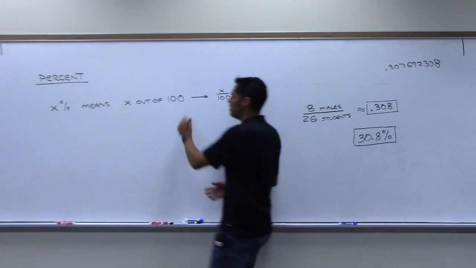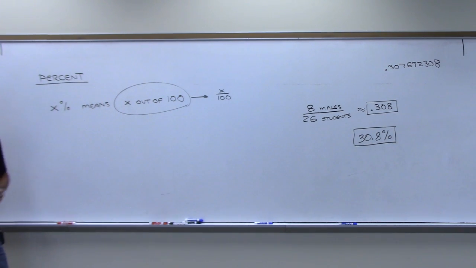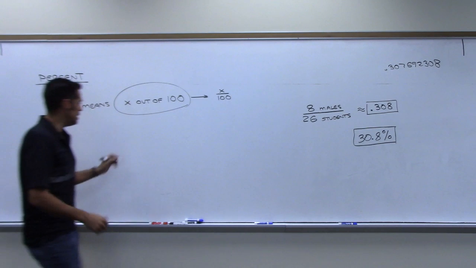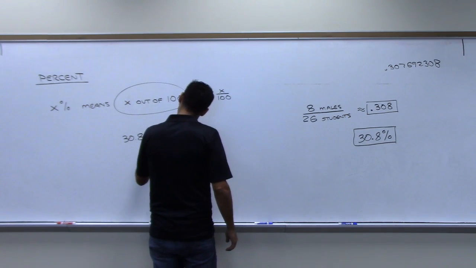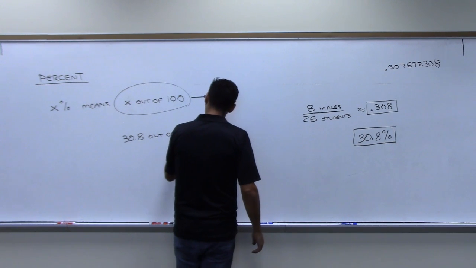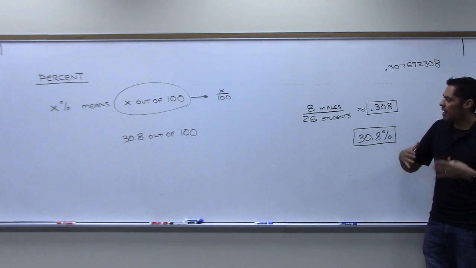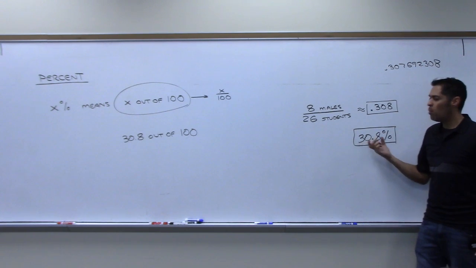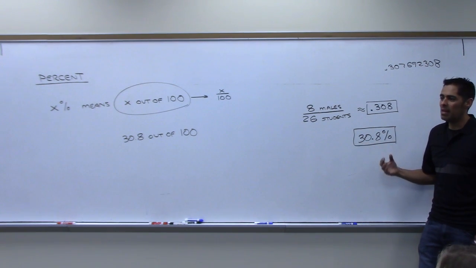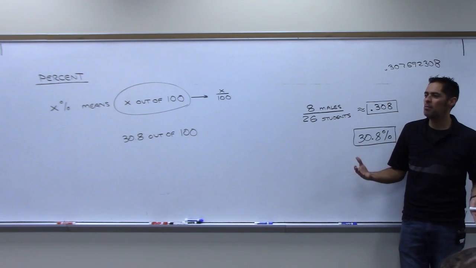But the reason I'm showing you this is because percentages are used all the time, but the definition of a percentage is that it's out of 100. So if you write 30.8%, what you mean is 30.8 out of 100. When we were looking at this class, there were only 26 students. When we say 30.8%, what we mean is that if this class were 100 students, 30.8 of them would be males.